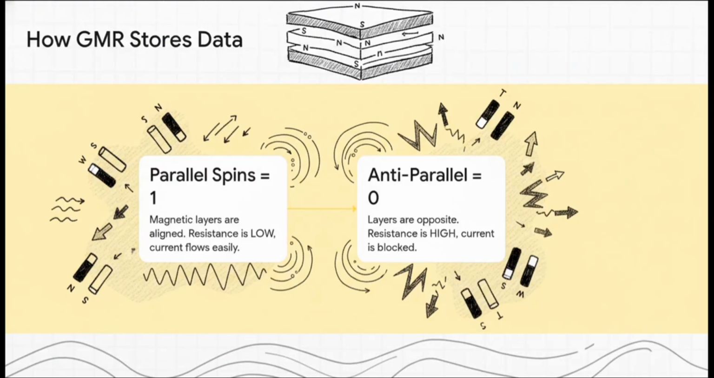So think about how we store data. A GMR sensor is built from these impossibly thin layers of magnetic and non-magnetic materials stacked like a sandwich. Now, if the magnetic layers have their spins pointing in the same direction, parallel, electrons can just zip right through. The resistance is low. We can call that a digital 1. But if the layers have their spins pointing in opposite directions, anti-parallel, the electrons get scattered all over the place. Resistance skyrockets and the current stops. And that's our digital 0.